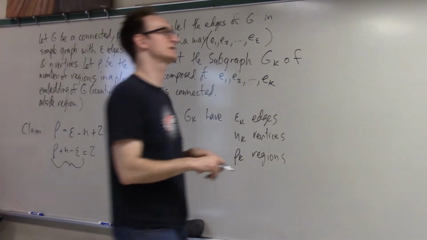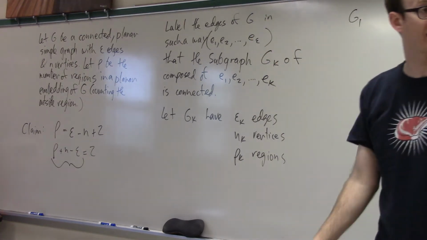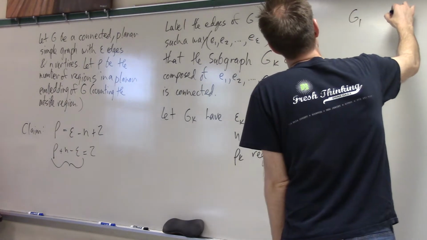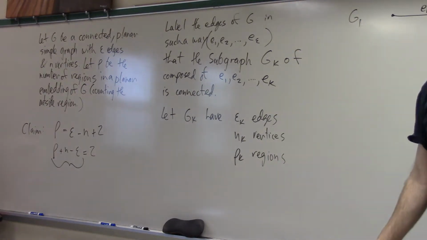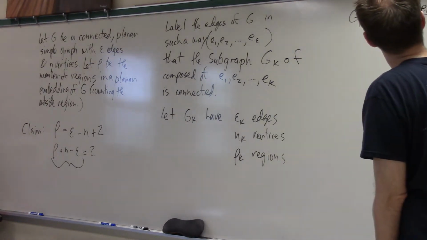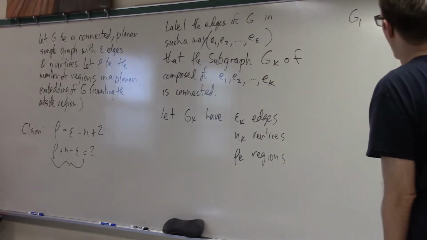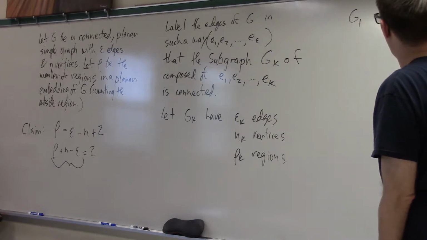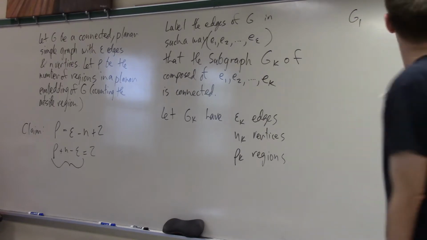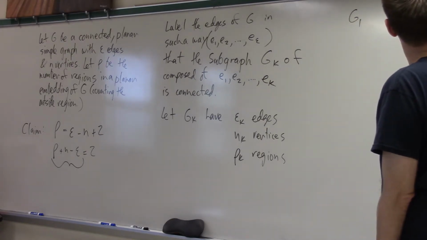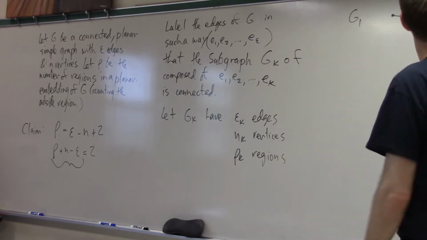This is now the easy part that just makes sense. So, all right, consider what G1 looks like. Well, G1 is going to be the graph with just a single edge, edge 1. What is epsilon_1, the number of edges in this graph? 1. What is N_1, the number of vertices in G1? 2. And what is rho_1, the number of regions? Just 1, it's just the whole plane.